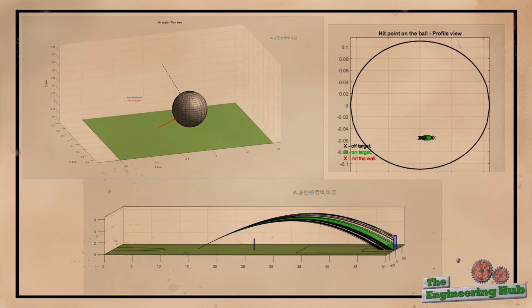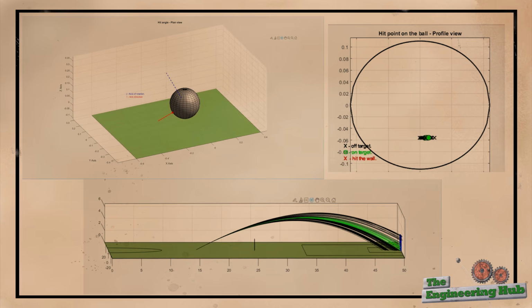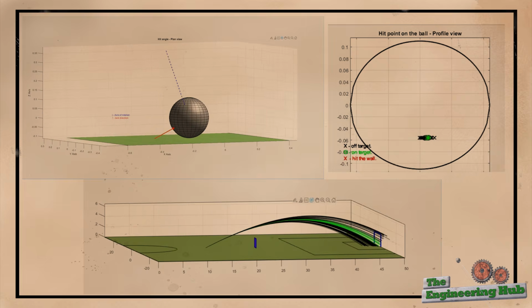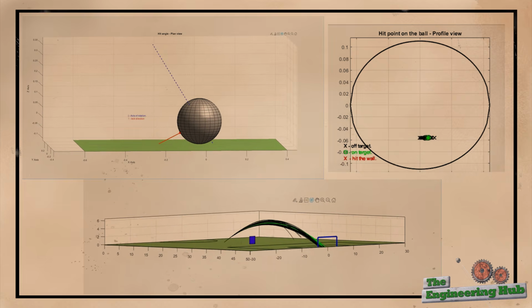A lower exit angle reduces the travel time but prevents the ball from making it to the goal. The obvious conclusion is that my shot is just not powerful enough to score from 35 meters.